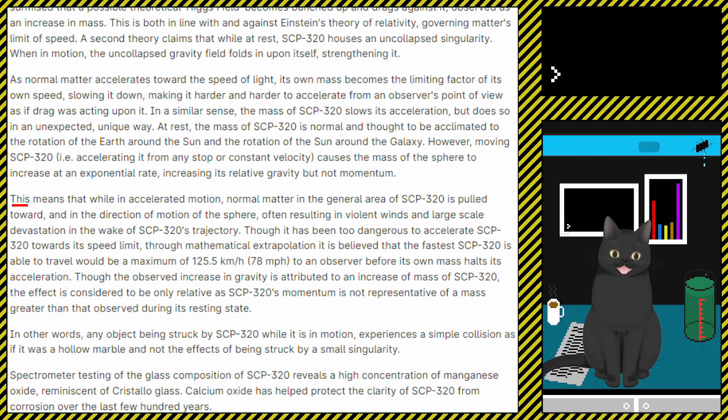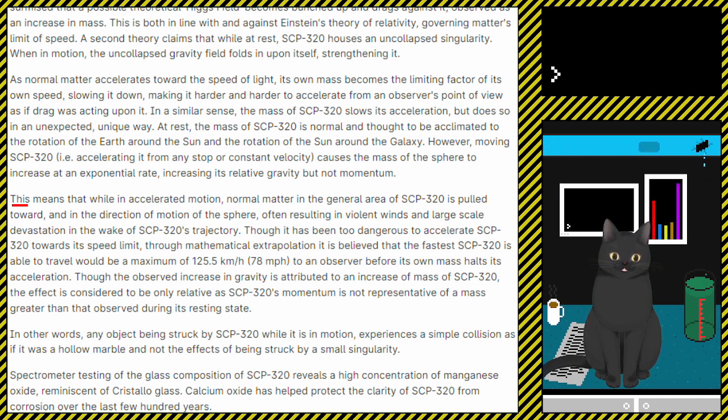trajectory. Though it has been too dangerous to accelerate SCP-320 towards its speed limit, through mathematical exploration, it is believed that the fastest SCP-320 is able to travel would be a maximum of 125.5 kilometers per hour, or 78 miles per hour, to an observer before its own mass halts its acceleration.